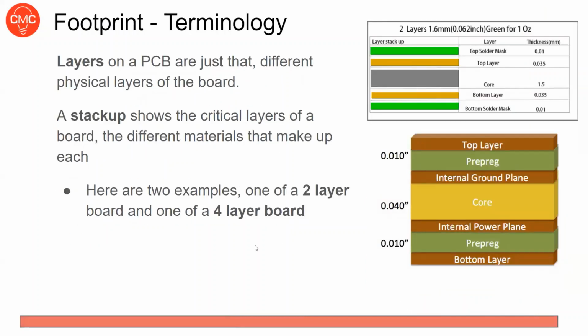So just to go over some terminology before I really explain this, layers in a PCB are just different physical layers. On the board, you have copper and core material, and more copper and a solder mask.